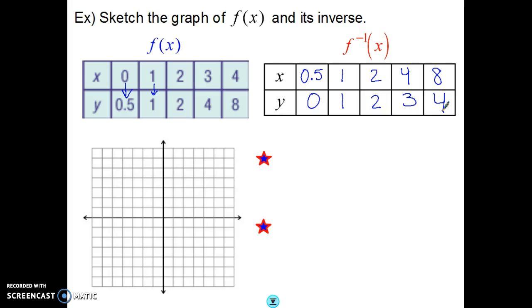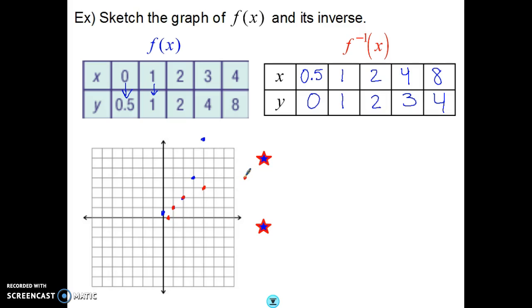And at this point, it's pretty straightforward to graph both of these. So we'll graph f of x first. We have (0, 0.5). We have (1, 1). We have (2, 2). (3, 4). And (4, 8), which is a little bit off the graph there. And then for f inverse, we have (0.5, 0), which is right here. (1, 1) again. (2, 2) again. (4, 3) this time, which is over here. And then (8, 4), which is again just a little bit off of our graph right here.